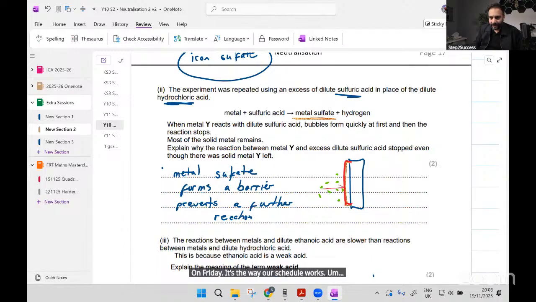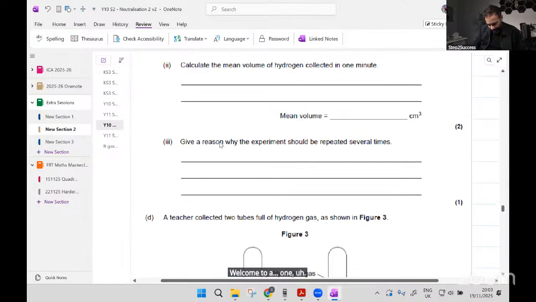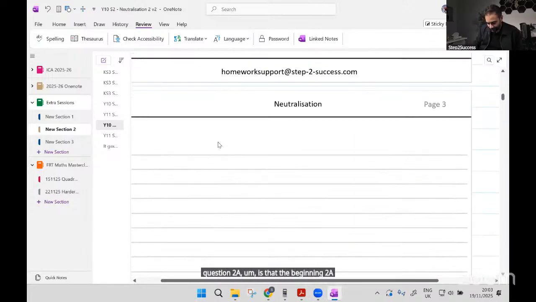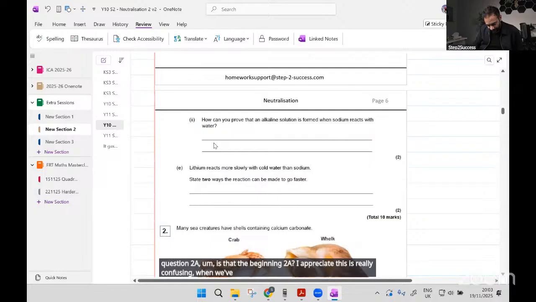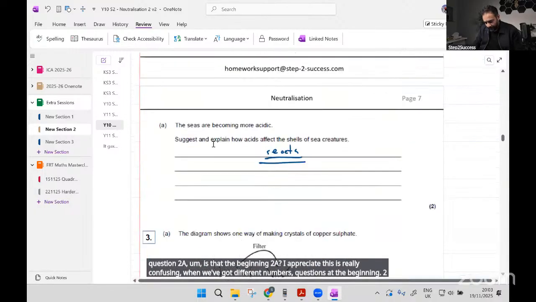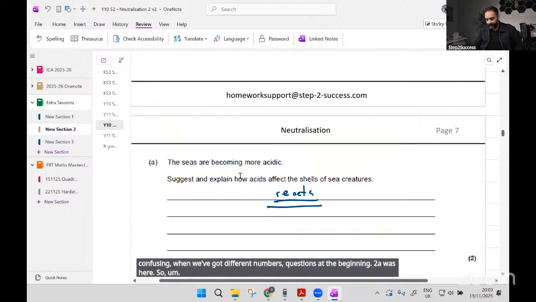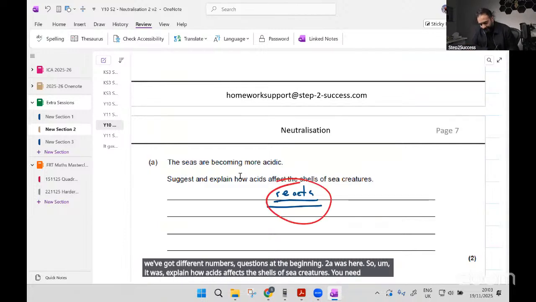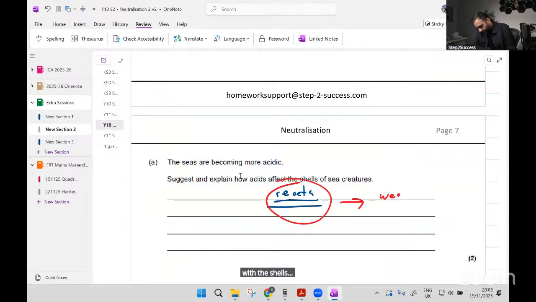Right, I'll just get through this quickly and then I'll move on. Question 2A. Is that the beginning 2A? I appreciate this is really confusing when we've got different numbers for questions at the beginning. 2A was here. It was: explain how acids affect the shells of sea creatures. You need to say the word reacts. The acid reacts with the shells and causes them to wear away a little bit, or erode. That's what the answer is for that.